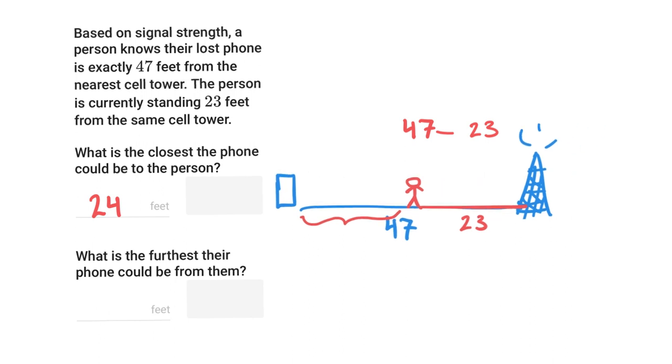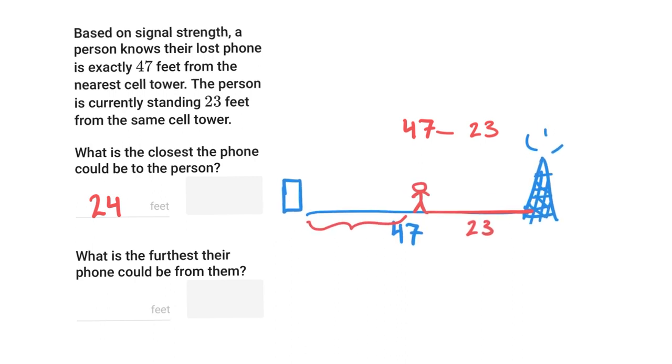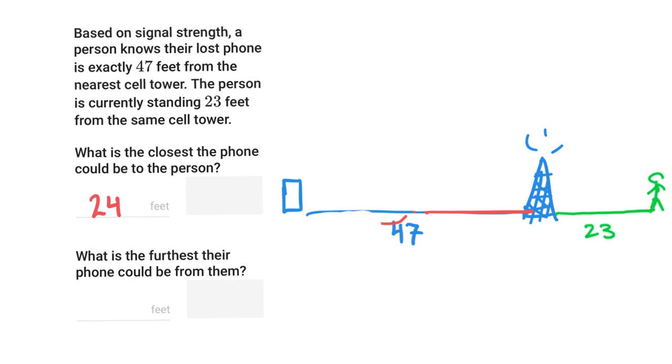And let's take a look here. If I move my person over, let's get rid of them here, and here, and here, and let's move them away from the tower. So let's say they're still 23 feet away from the tower, but now they're on the other side of the tower from the phone. This is the furthest away they could be. We want to figure out that distance. That would be 47 plus 23, which would be 70 feet.